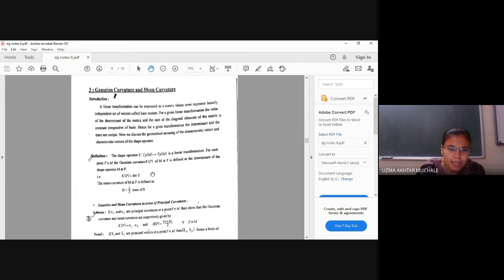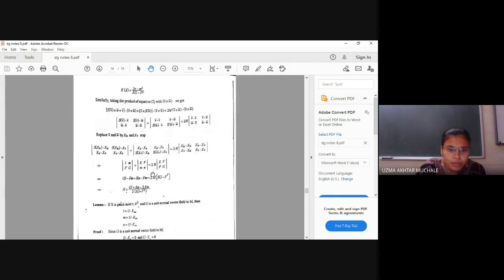Solve those examples and even go through all the Gaussian and mean curvature examples.